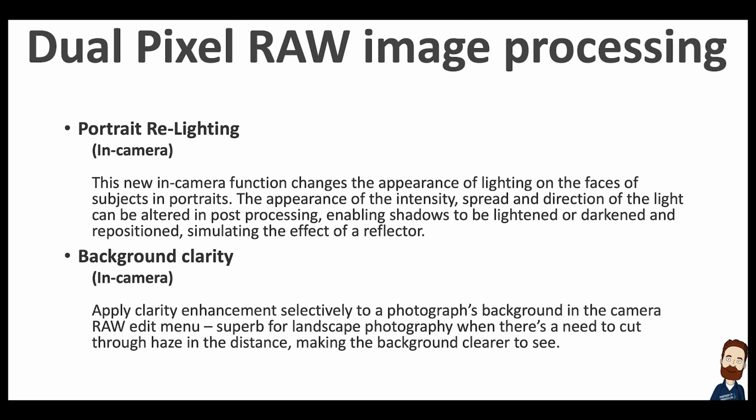You can also in camera apply clarity enhancement selectively to a photograph's background in the camera raw edit menu, which is great for landscape photography when there's a need to cut through the haze in the distance, making the background clearer to see. Again, these are really innovative new directions, taking some of the most interesting features from mobile phone photography and putting them in professional high-end DSLRs and mirrorless cameras.